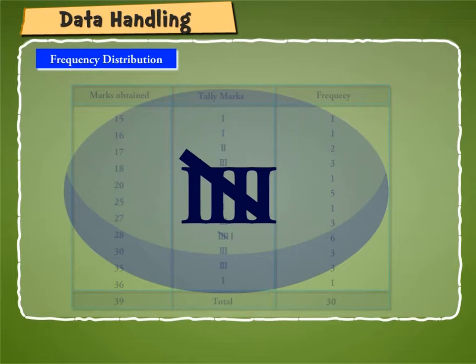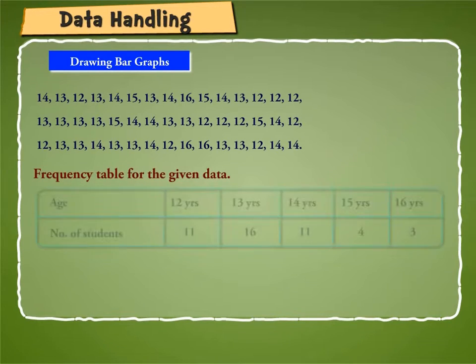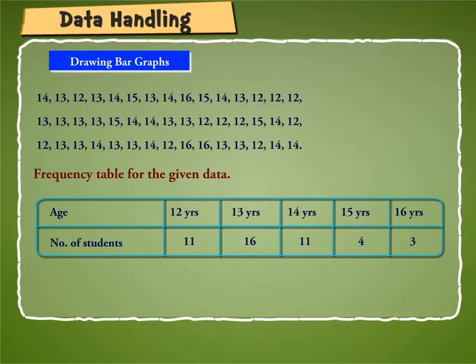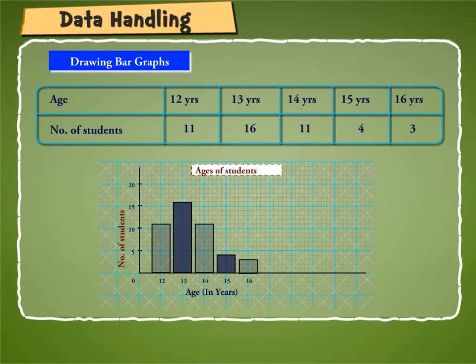Let's understand bar graphs by means of an example of ages given in years in a table on screen. Let us draw a frequency table for the given data. So we have 11 students with the age of 12 years, 16 students who are 13 years old, 11 students who are 14 years old, 4 students who are 15 years old, and only 3 students who are 16 years old. Now we draw a bar graph for the frequency table as shown on screen.